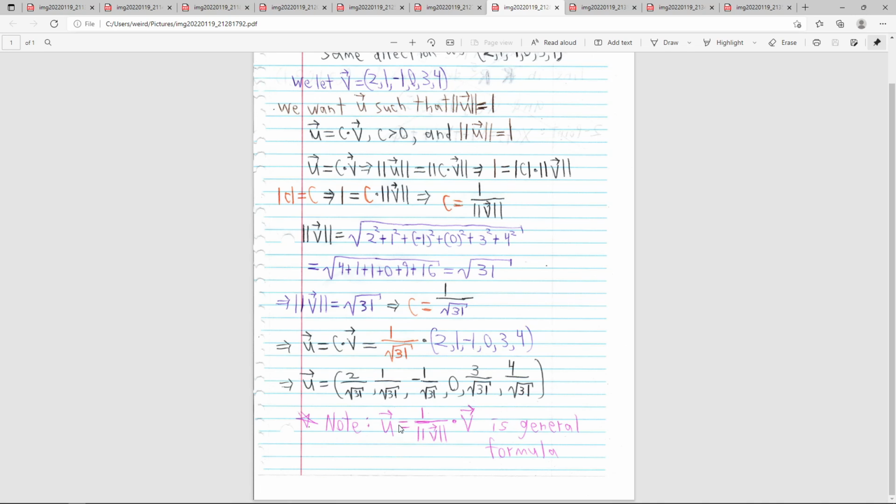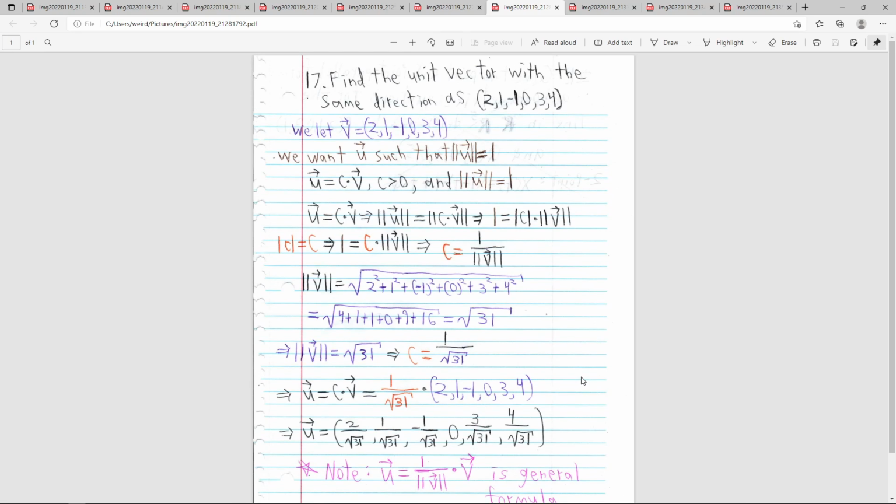And in general, u equals 1 divided by the length of v times v, which will give you the unit vector in the same direction as your vector. It's the same direction, of course. That's why it's general. These two conditions give you a general formula. Regardless, if you check this, if you take the length of this vector u, you'll get 1. So you can check on your own if you want.